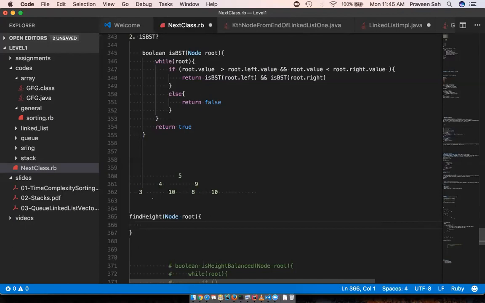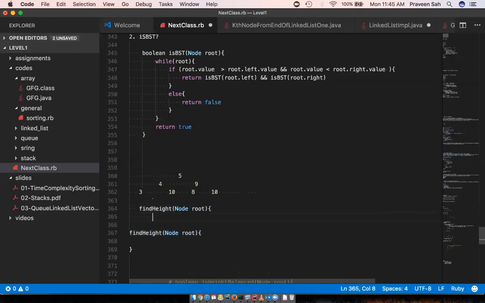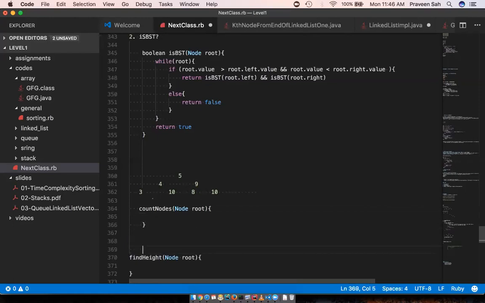So not before this, given a tree, count the number of nodes. Forget about that now. I'm asking a very simple question. Count the number of nodes in a tree where root is the node. Can you tell me what is the number of nodes in a tree? How will you count? How many nodes are there in the tree? How will you find?